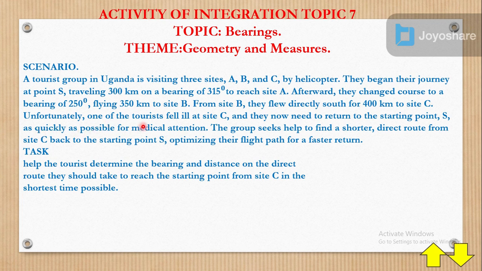Unfortunately, the tourists fell ill at site C, and they now need to return to the starting point S as quickly as possible for medical attention. The group is helped to find a shorter direct route from site C back to the starting point S, optimizing their flight path for a faster return. Task: help the tourists determine the bearing and distance on the direct route they should take to reach the starting point from site C in the shortest time possible.